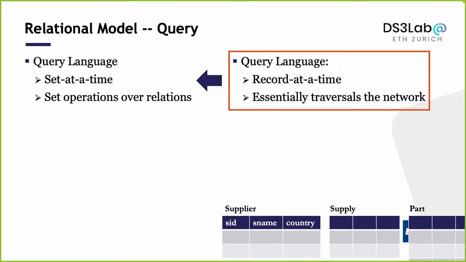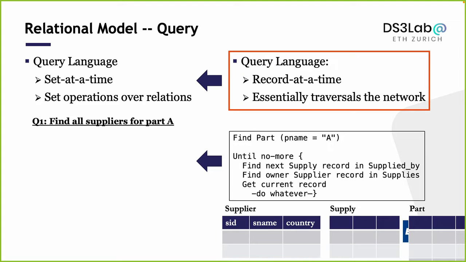I can write my query as a logical formula about how to manipulate those sets. For example, if you want to say, give me all the suppliers for part A. Remember, in the hierarchical model, I need to say how your data are connected. You find the first supplier, go through all the parts connected to that supplier, and then return that to me. Instead of doing that, because my data are just sets, I can write set operations over those relations to give me those answers.